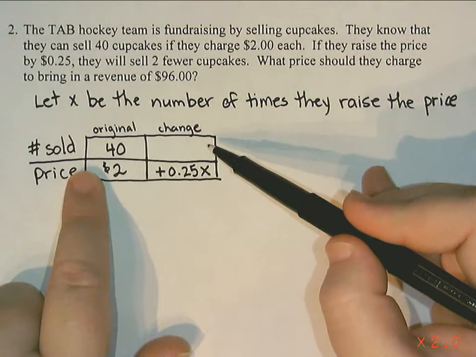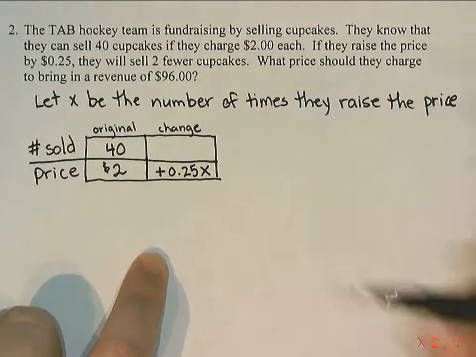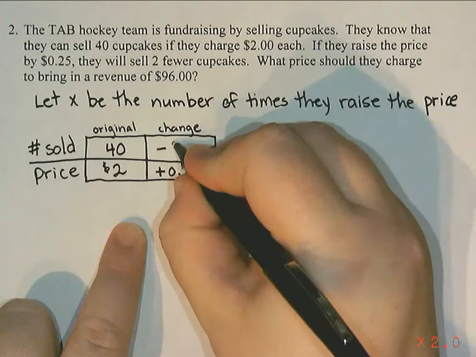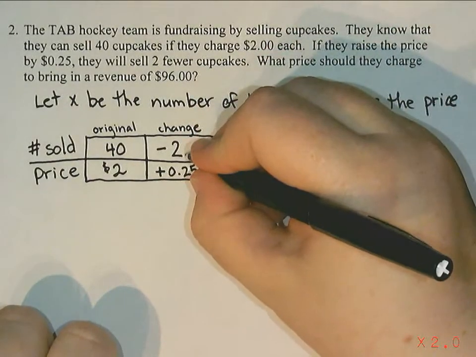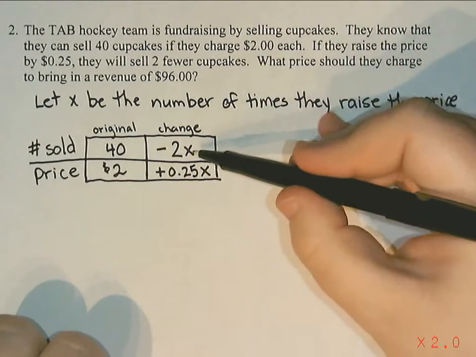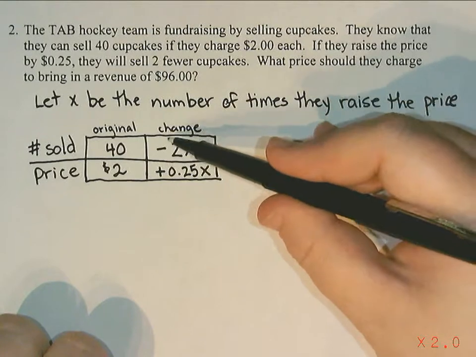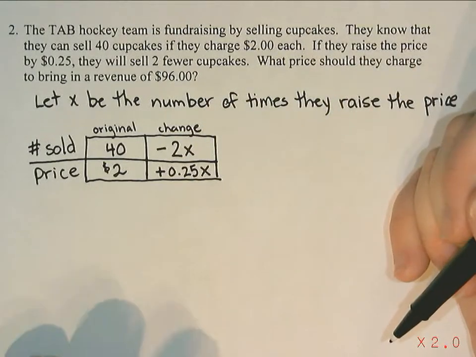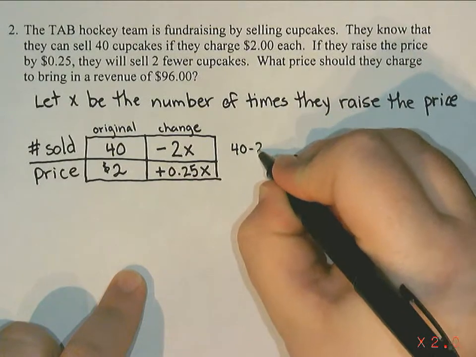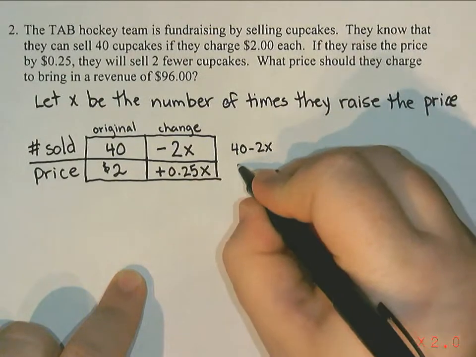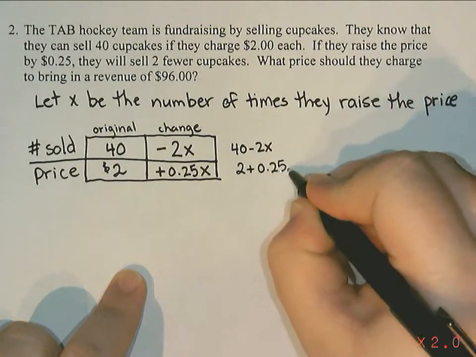Now, for the number sold, if they raise the price, they sell 2 fewer cupcakes, which is less. So we're going to subtract 2 every time they change the price. And it is happening more than once, so we're going to do 2 times X, so that if I'm changing the price 5 times, 2 times 5 means they're going to sell 10 less cupcakes, which means that the number that they sell is going to be 40 minus 2X, and our price is going to be $2 plus 25 cents for every time we change that price.